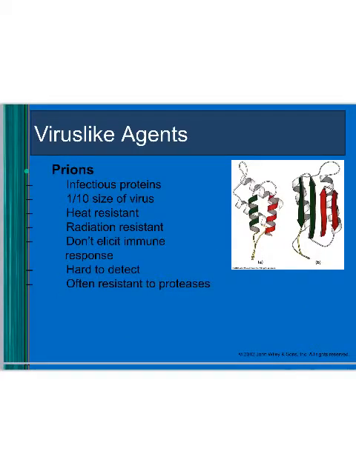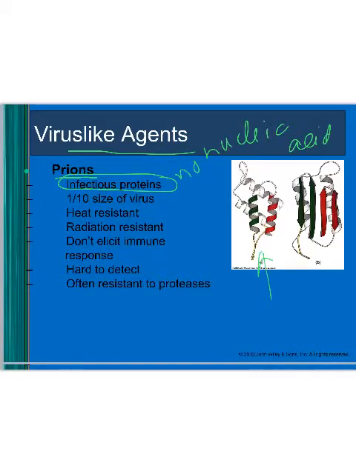We also use other cells, so we can use animal cells too. Now, virus-like agents. There are some things that are even smaller than a virus. The first one we'll talk about is called a prion. These are infectious proteins. They're really small, and there's no DNA, no nucleic acids with them. This is a ribbon diagram, and ribbon diagrams are used to show what proteins look like. These are two pictures of what a prion would look like.